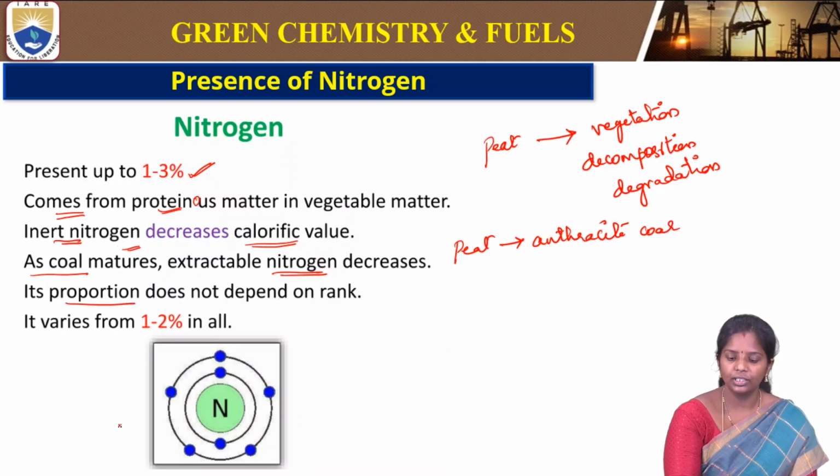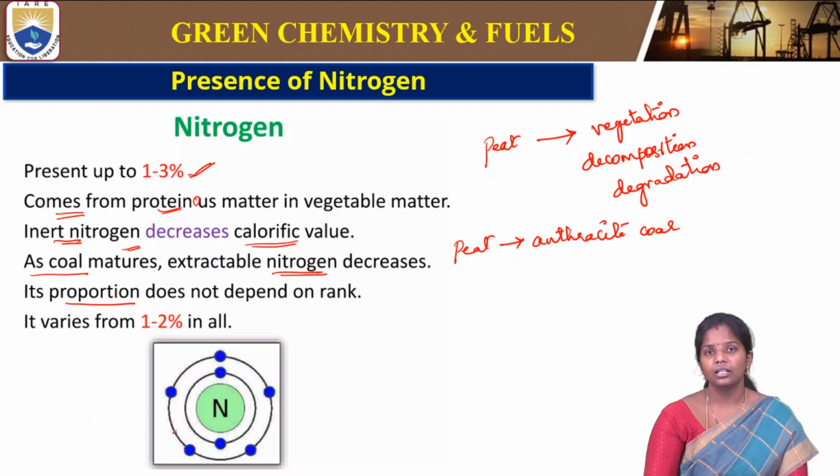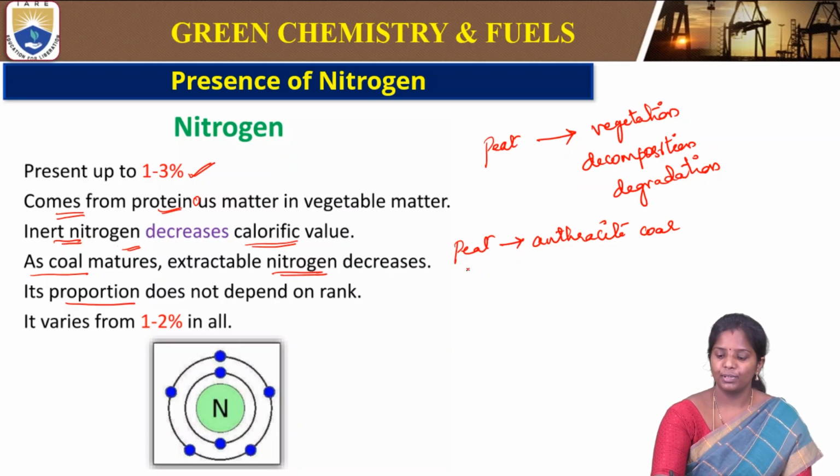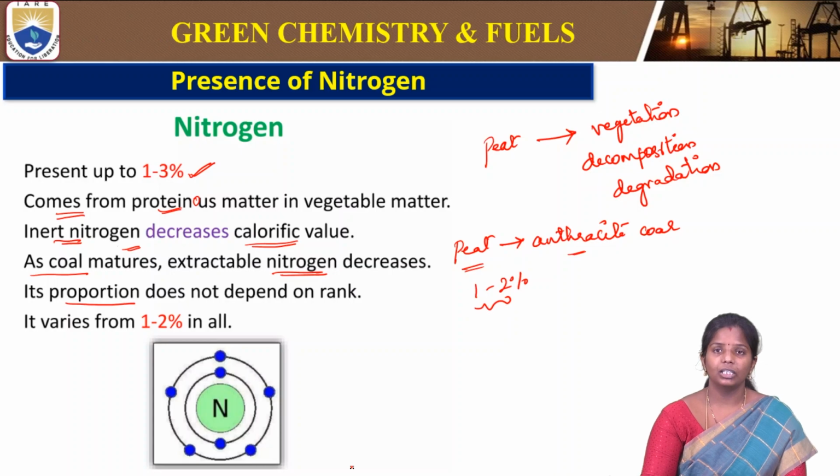Its proportion does not depend on rank. There is no dependence on rank. Even if it is peat or anthracite, 1 to 2% nitrogen is present in all types of coals.